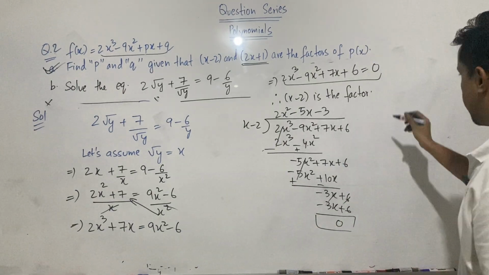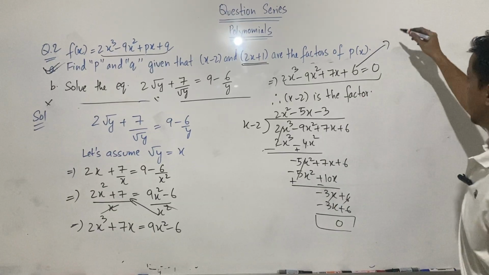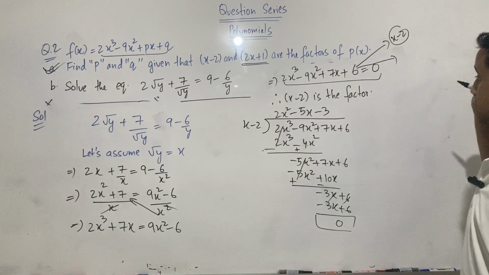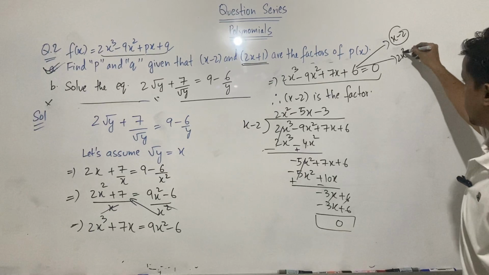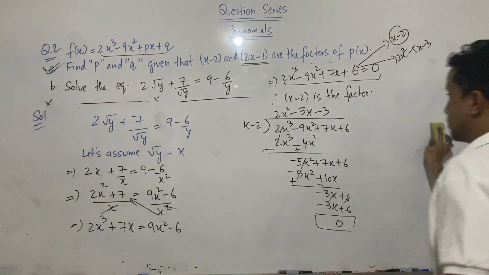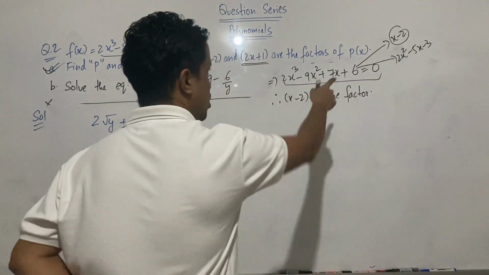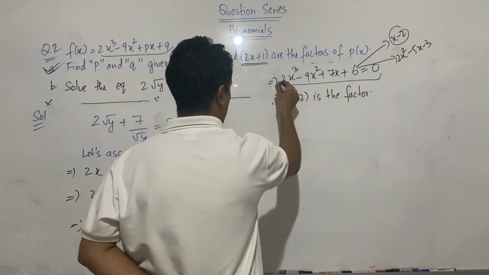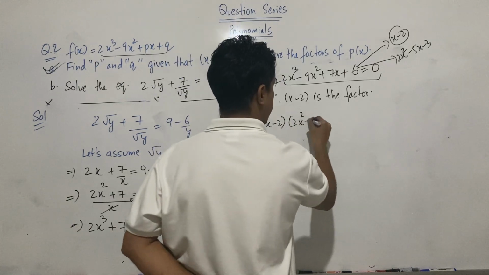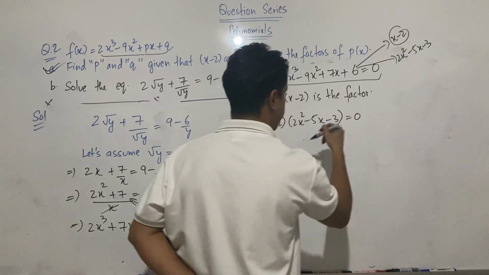I can say that I have two factors now. x minus 2 is the factor, and the other I have got is a quadratic, that is 2x squared minus 5x minus 3. I can erase this now. So I can write it: this equation will become x minus 2 times 2x squared minus 5x minus 3. It can further be simplified.